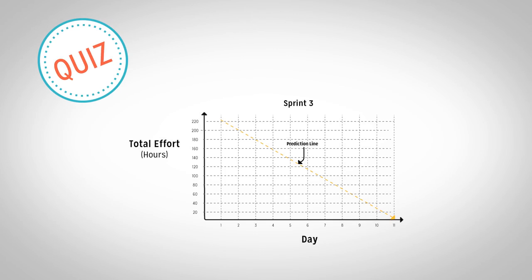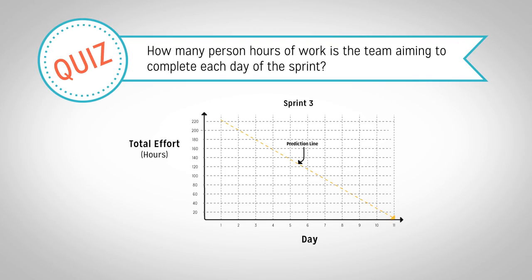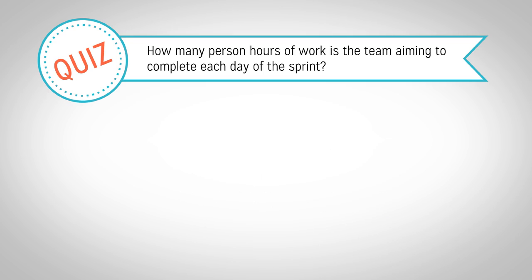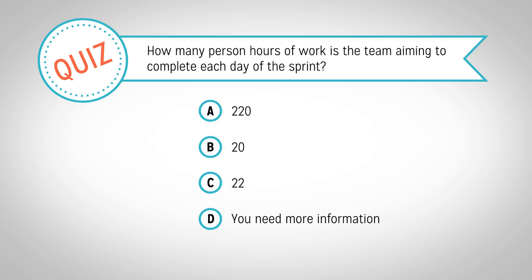Based on this iteration burndown chart, how many person-hours of work is the team aiming to complete each day of the sprint? A, 220, B, 20, C, 22, or D, you need more information. The prediction line shows that the team has 220 total hours of work to complete in the sprint, which is 10 days long. Remember, there is no work to be done at the start of day 11, so there are only 10 days in the sprint. That means that the team is aiming to complete 22 hours of total work in each day of the sprint. Therefore, C is the correct answer.